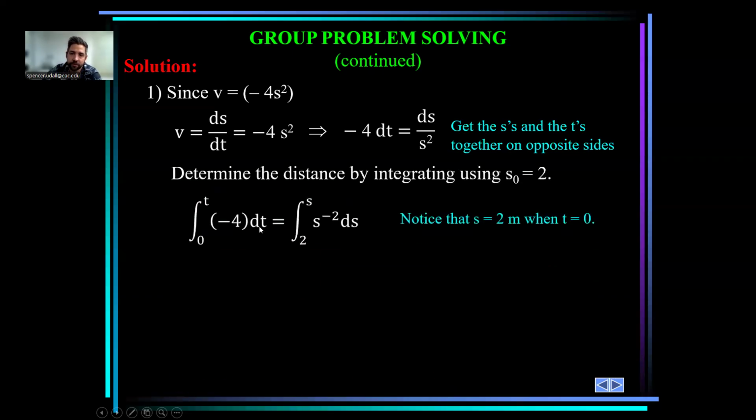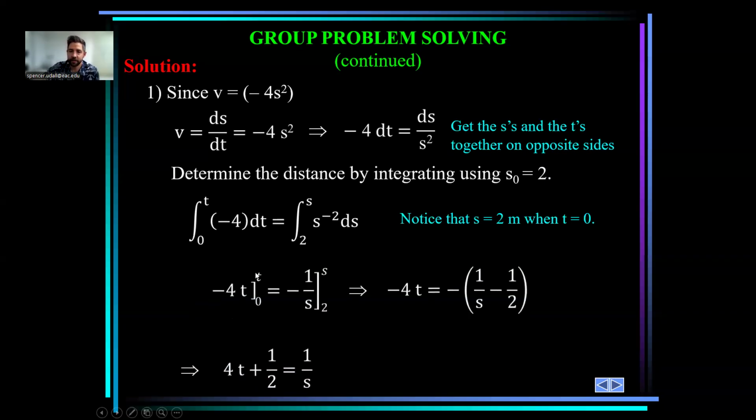So I'll take the integral dt over here, the integral ds over here, and I've made those from 0 to t and 2 to s. That was our initial condition, s equals 2 when time equals 0. So if we integrate that, we'll end up with negative 4 gets a t on it there from 0 to t, so it'll just be negative 4t. We plug in negative 4t minus negative 4 times 0.